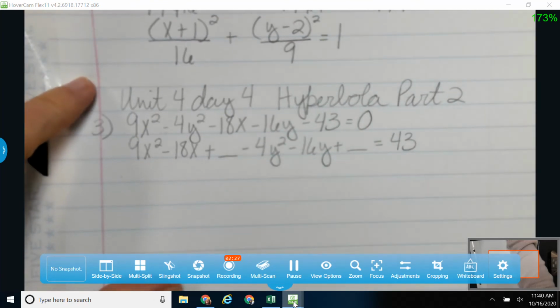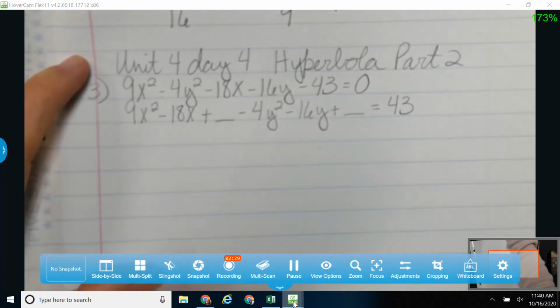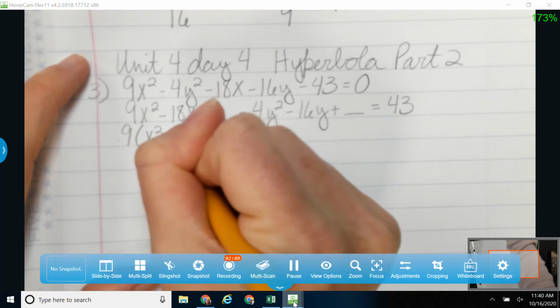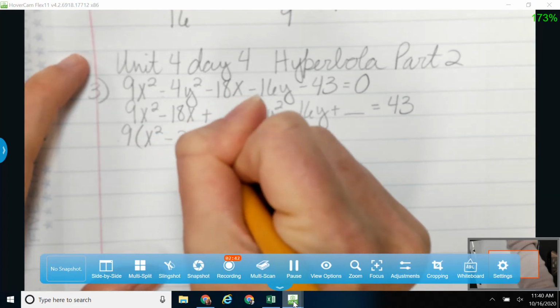Okay, very much like the ellipse, I cannot complete the square until I have x squared and y squared by themselves. So I'm going to take the 9 off of my x squared, which is going to leave me with 2x right here.